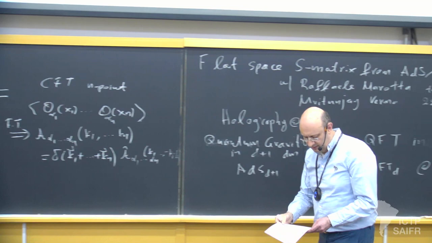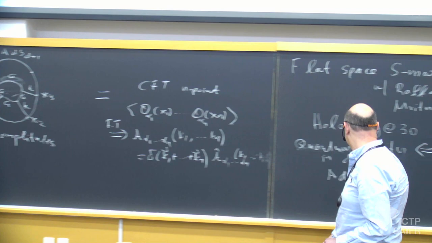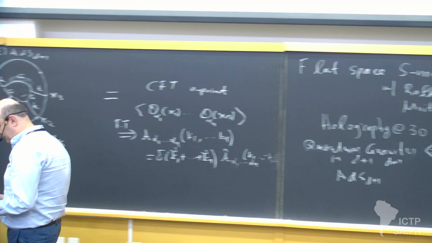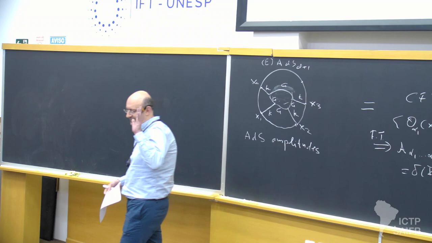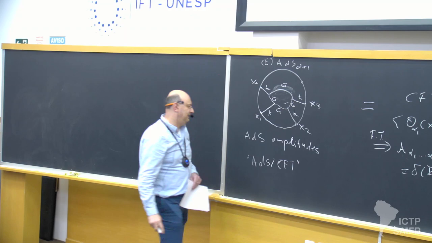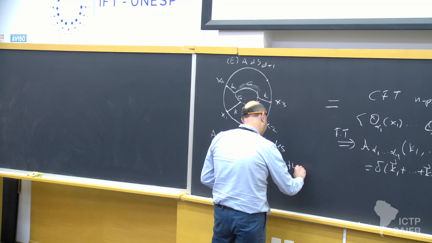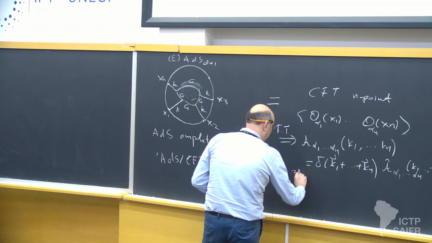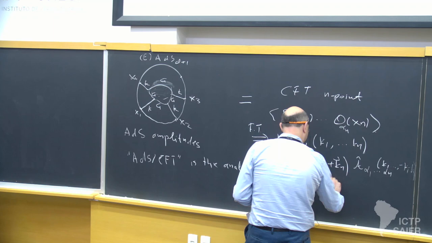Now, this is when this was introduced. Quite quickly, it was realized this is an example of holography. This was in Witten's paper in 98. And for a very long time, people tried to see, is this an example, or can we generalize it? So I would like to argue that AdS/CFT is the analog of the harmonic oscillator for holography.